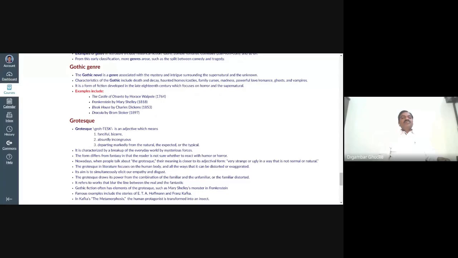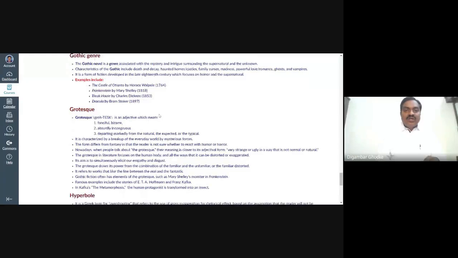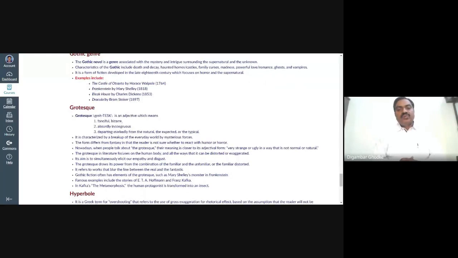So examples of the Gothic genre include The Castle of Otranto by Horace Walpole, Frankenstein by Mary Shelley, maybe you're studying it this year, then Bleak House by Charles Dickens, and then Dracula by Bram Stoker. These are some of the very famous examples of the Gothic genre of novel.